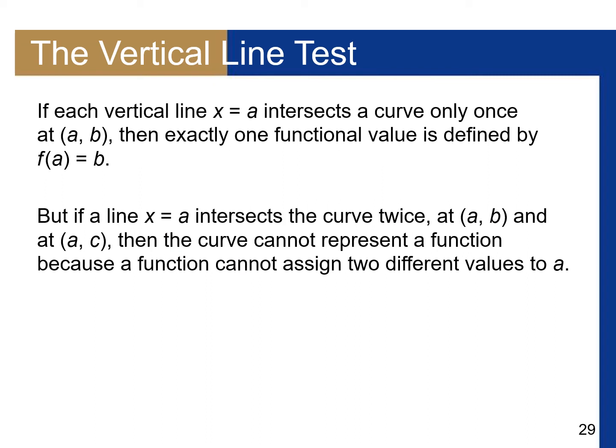So each vertical line, x equals a, intersects a curve only once. Then exactly one functional value is defined by f of a equals b. But if a line x equals a intersects the graph twice, or 3 times, or more times, then the curve cannot represent a function because a function cannot assign 2 different values to an input.